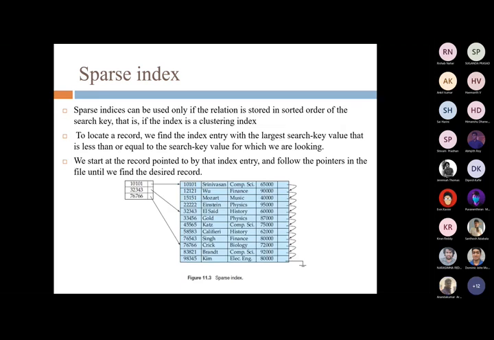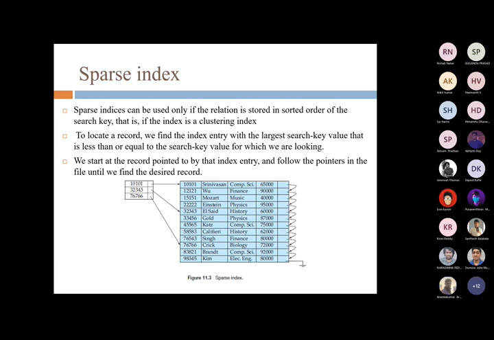So for example, here the structure of the index is going to be very small. You have the index being created only for three instructor IDs: 10101, 32343, 76766. Right. So the advantage here is that the size of the index file is going to be small compared to that of a dense index, right?